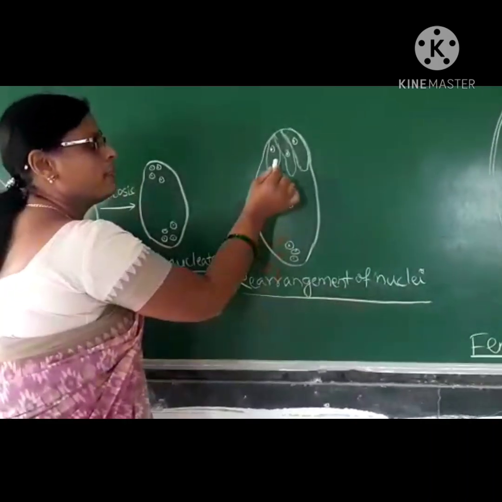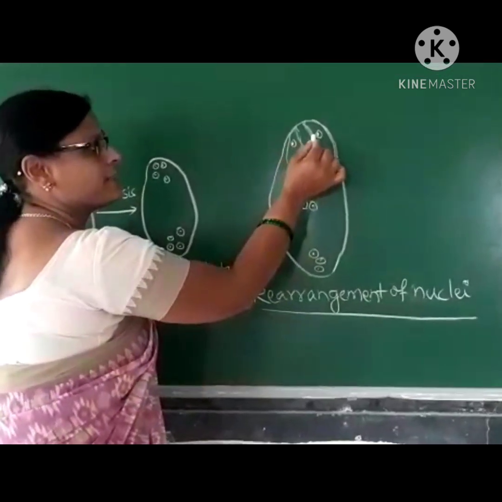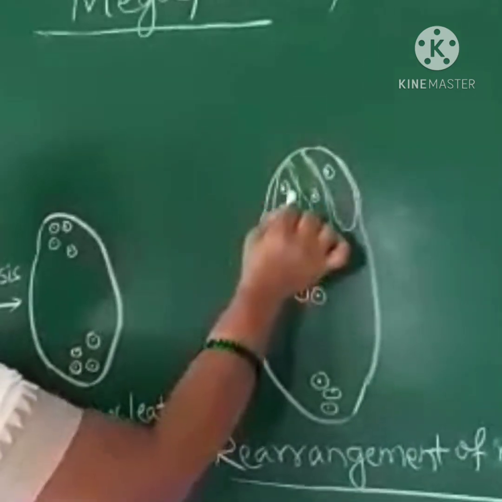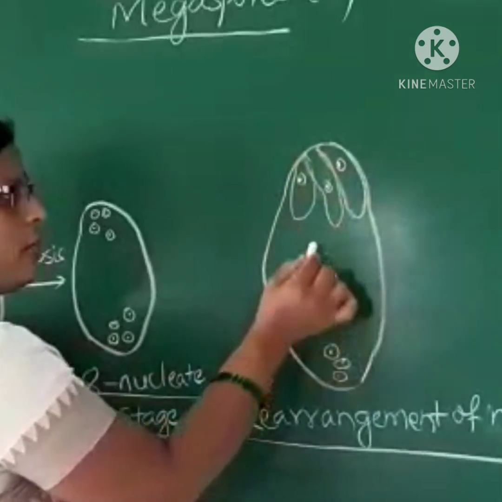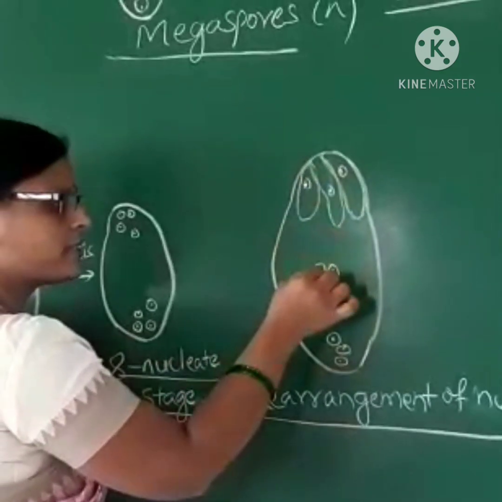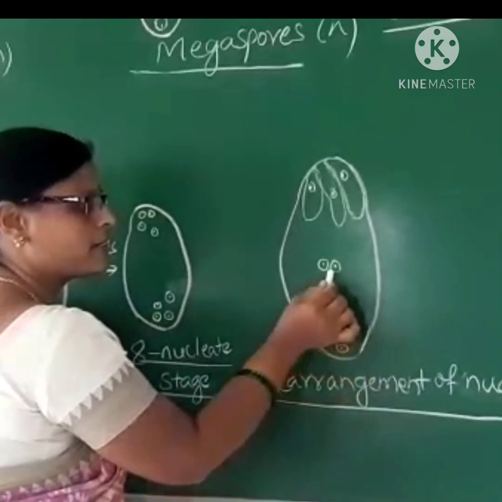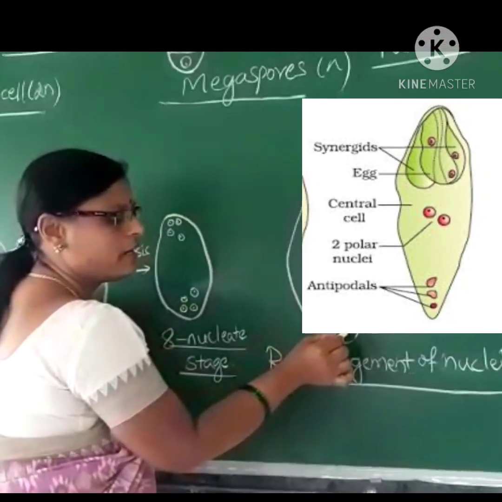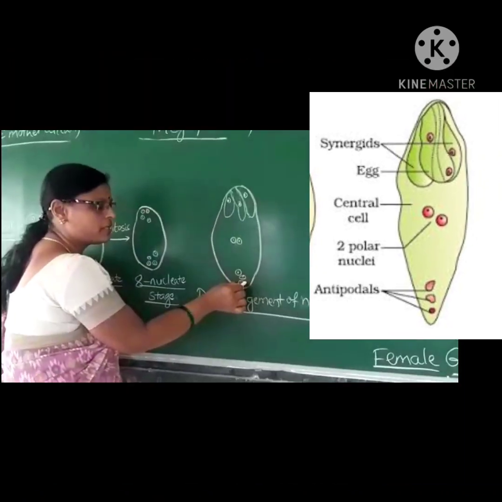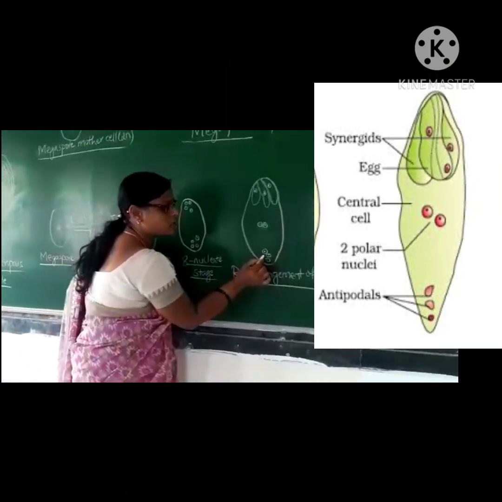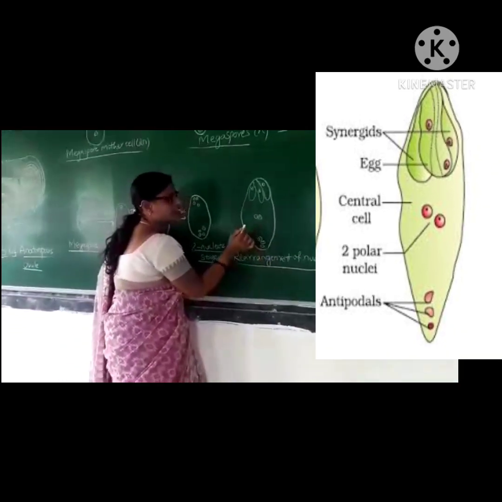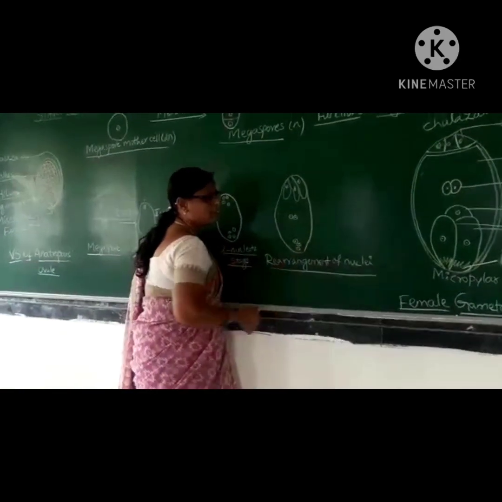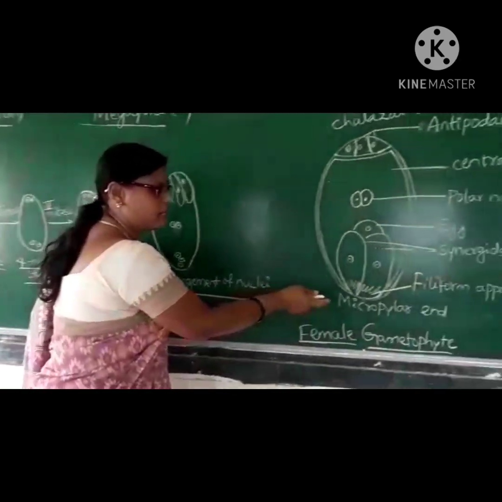This part here we call the egg apparatus. 3 nuclei develop a membrane around each of them. One nucleus from this polar region moves to the center, and one nucleus from the other polar region moves to the center. Total 2 nuclei are here, and the remaining 3 nuclei are here. On the other side also you will find the development of cell membrane around each nucleus. That is the complete development of female gametophyte, which you can see here.